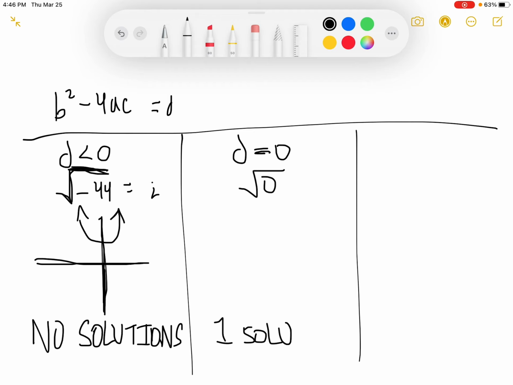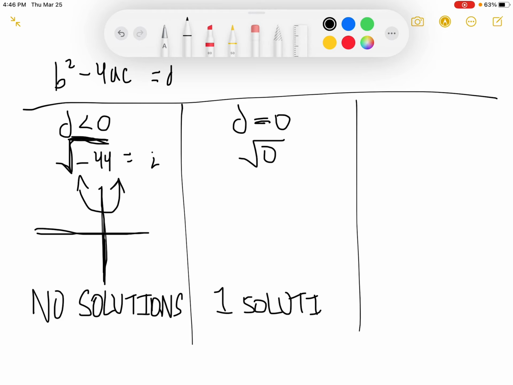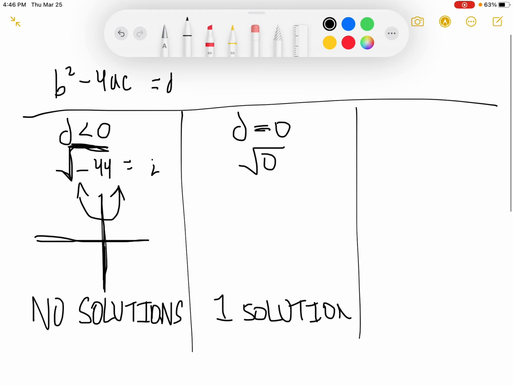And what would that look like on a graph? Although the shape of a quadratic is kind of like a U, it could only touch the x-axis once. This is not touching. There. So let's say it touched here at negative 4, 0.